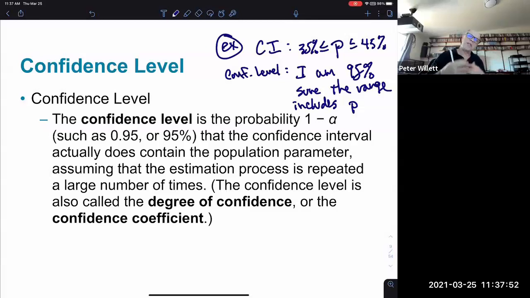And with some fancy math in the background, I can say that if I looked at all the different ways that I took samples of this size, and every time I did that, I came up with a different range of values for my confidence interval, 95% of the time, the confidence interval provided by my sample would contain the actual value of the proportion of the population. And so for that reason, I'm 95% sure that the range I have from my sample includes the proportion of the population.